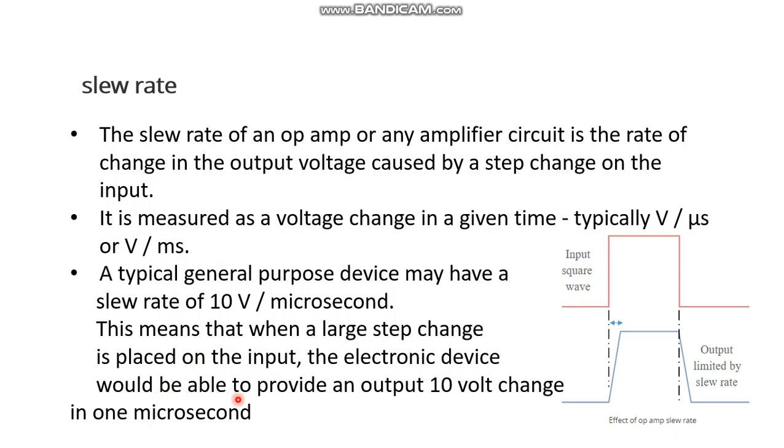The electronic device would be able to provide an output of a 10 volt change in 1 microsecond. Okay. So if you take this duration as 1 microsecond, the change is 10 volt. 10 volt per microsecond. If this is 100 microseconds, then 1 volt change. If it is 1 microsecond, 100 volt change. In 1 microsecond, this 10 volt. If it is 0.1 microsecond, it means 100 volt, something like that.